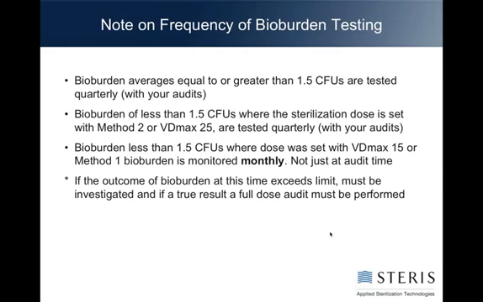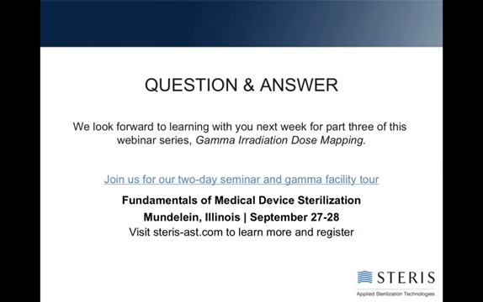And that's because 1.5 CFU is such a small number that even a minor change could have a huge impact on the sterility assurance level. If the outcome of the bioburden at the 1.5 CFU level exceeds the limit, you would have to do another audit at that time. So potentially, you run the risk of having to do a monthly audit rather than a quarterly.